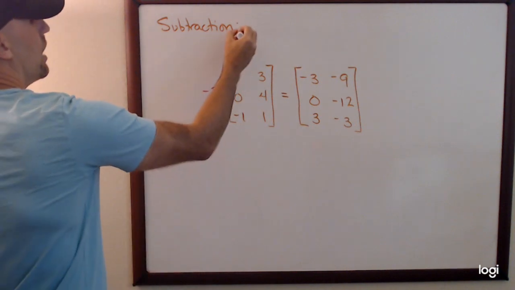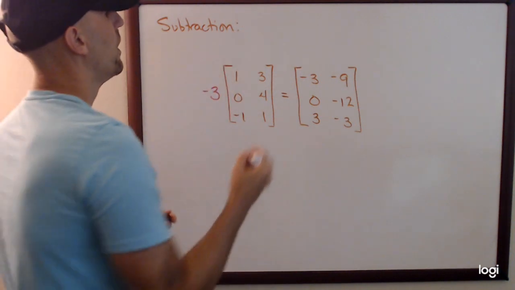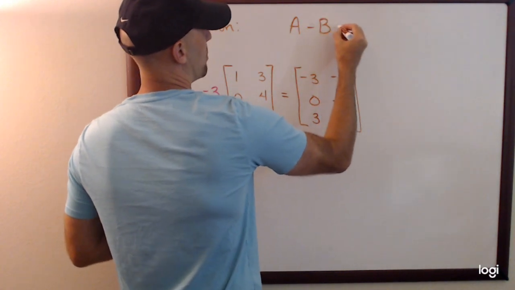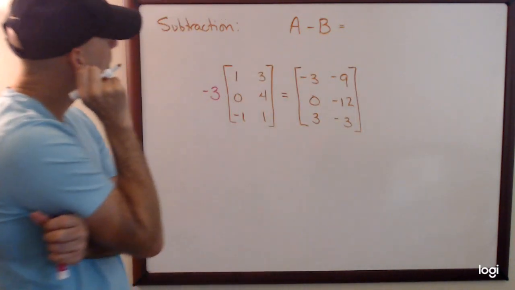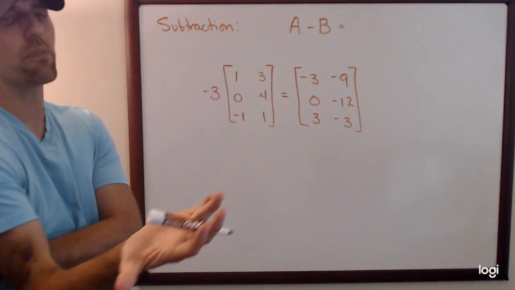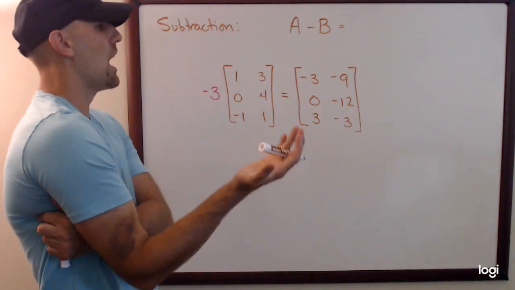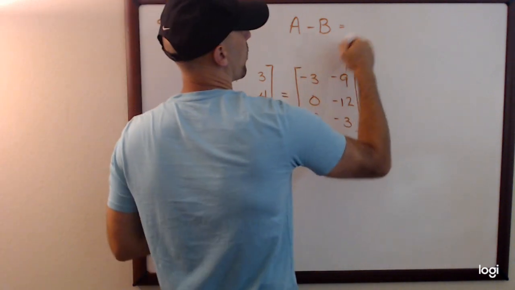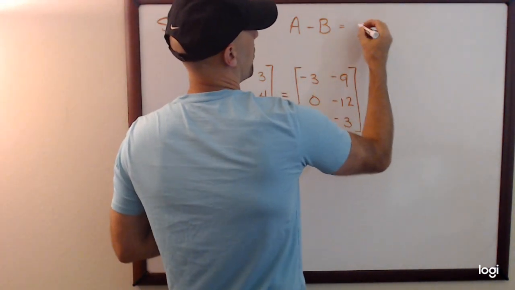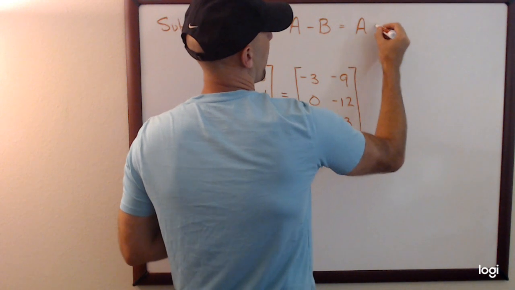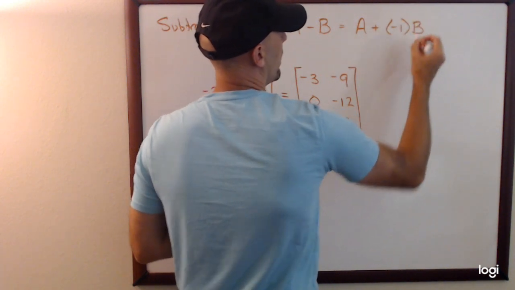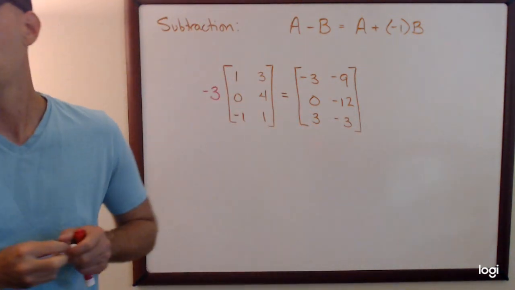Okay. Suppose I have a matrix A. I would like to subtract matrix B. Again, there's an intuitive way to think about this. You subtract them component-wise, just like you would for addition. And of course, we can get there by just rewriting this as A plus the scalar -1 times B. Okay?